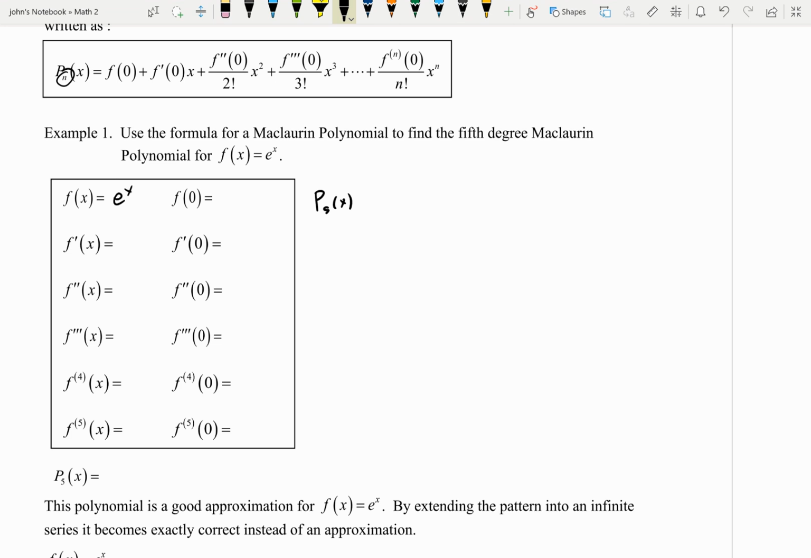F of x is equal to e to the x. The derivative of e to the x is still e to the x. This is pretty easy because as I go down, the derivative of e to the x is e to the x. So when I plug 0 into all those, e to the 0 is 1, e to the 0 is 1, all the way down. This will make this one pretty easy to do. So when I set this up, what is f of 0? That's right here, so 1, plus f prime of 0 times x. Well, f prime of 0 is 1, times x would be x.